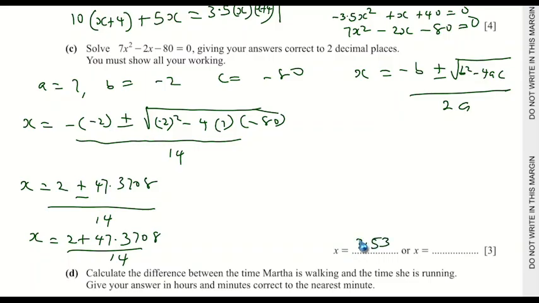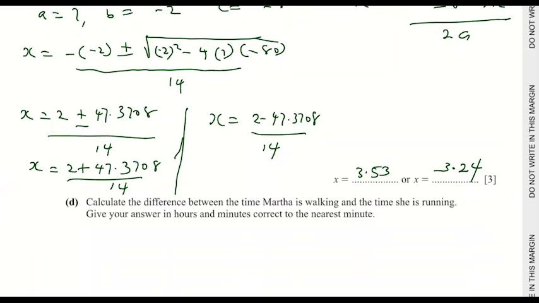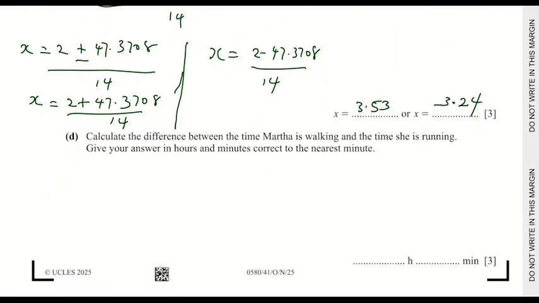So x equals 3.53. Similarly, if you take the second one, let's partition this. That is x equals 2 minus 47.3708 divide 14. So this will give you a negative answer, which is -3.24. Then part D, calculate the difference between the time Martha is walking and the time she is running. Give your answer in hours and minutes, correct to the nearest minute.